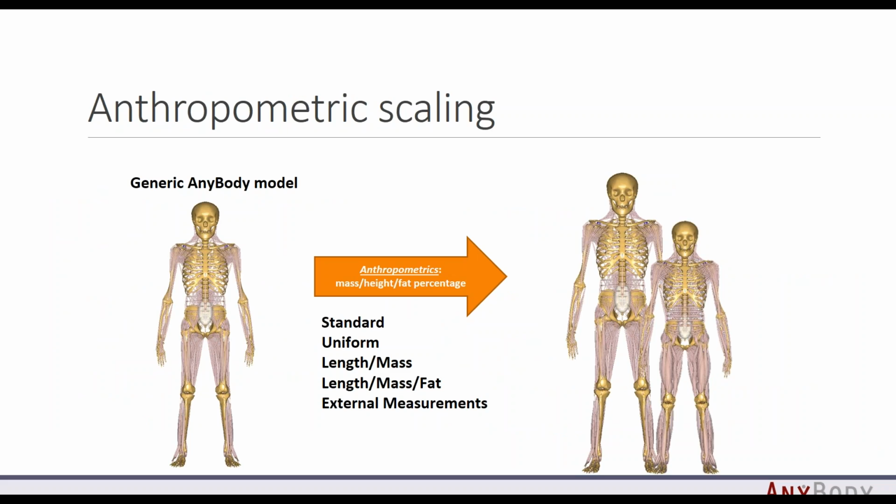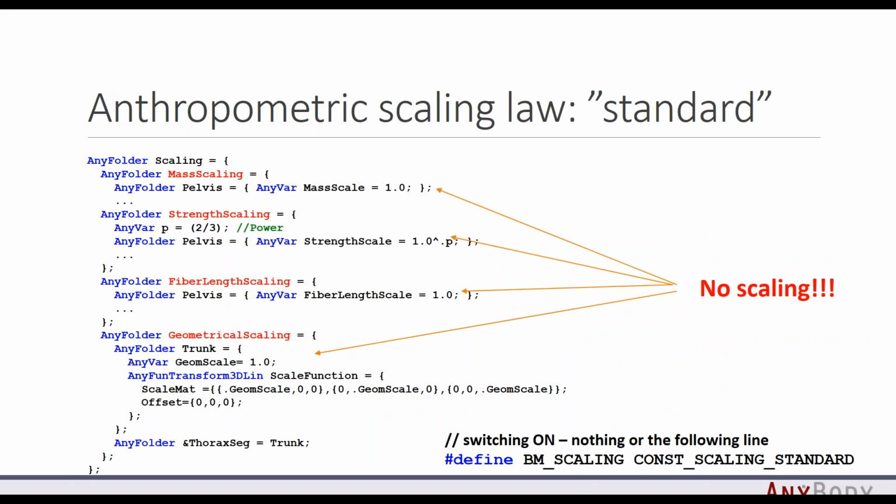All of that starts with the anthropometric scaling. And we have several different schemes for anthropometric scaling. We have a standard scheme, which means no scaling at all. So this is our standard AnyBody model, or we also call it the generic AnyBody model. Then we have a uniform scaling law, and we have scaling laws that are based on the length and mass and fat percentage and some external measurements. And you can get different subject sizes.